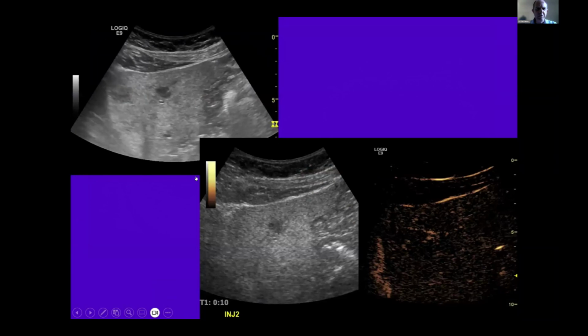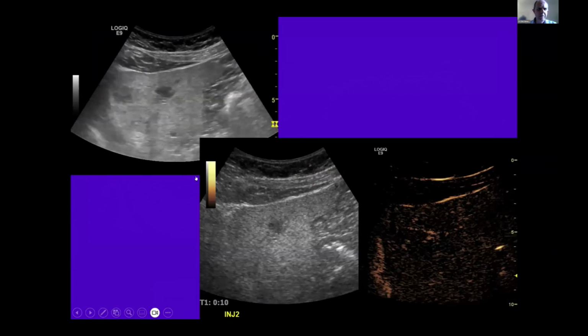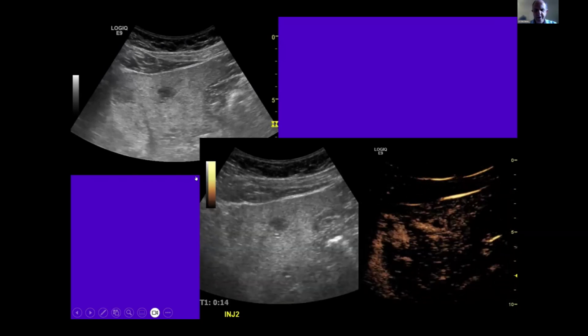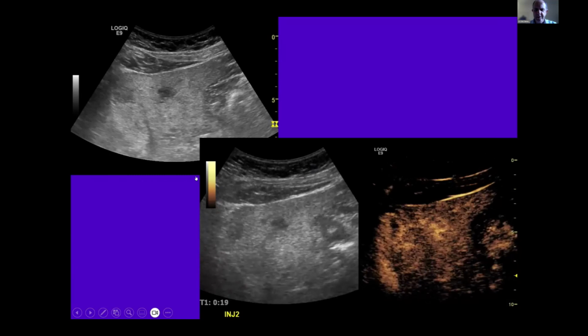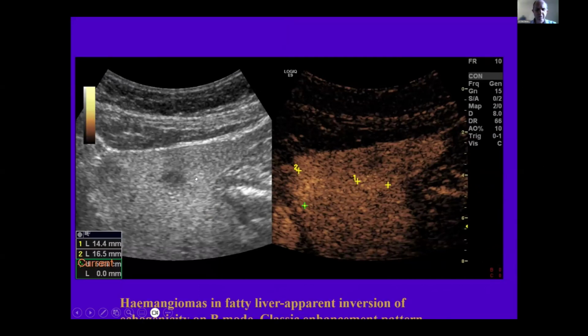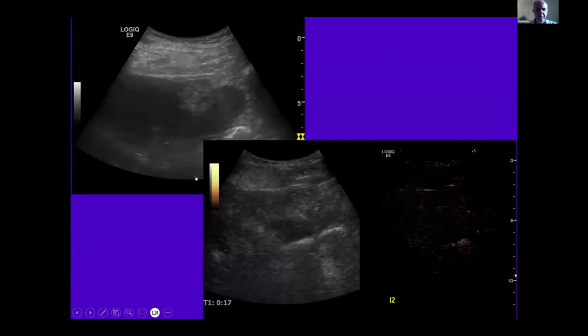Now, here's another patient that's got a fatty liver, and you can see these two liver lesions here. They're echo poor, have a slightly irregular margin, and it could be absolutely anything. But when we give contrast, you can see that immediately they both show peripheral globular enhancement and fill in as we watch. And there's the late phase there, so they've completely filled in, didn't wash out. So that's two hemangiomas, and you get this apparent inversion of echogenicity on B mode when you've got a fatty liver, but a classic enhancement pattern again, so we could reassure the patient.